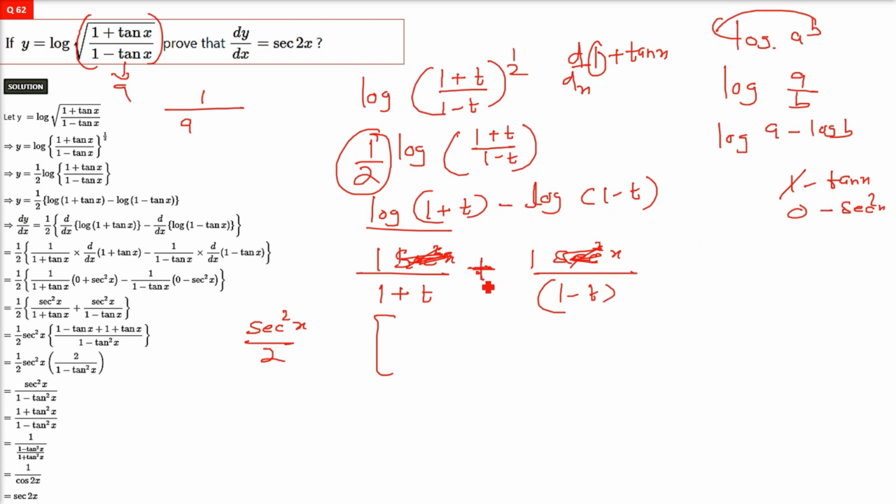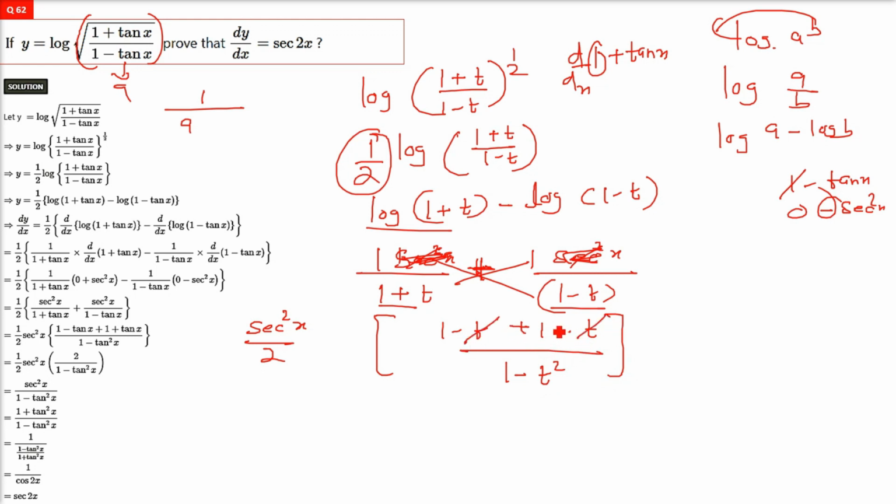Okay. So minus minus became plus. So we have 1 by 1 plus t plus 1 by 1 minus t, and sec square x by 2 we already taken common. So let us take the LCM. 1 plus 1 minus t goes here, 1 plus t goes here, and 1 plus t into 1 minus t in the denominator. So 1 plus t into 1 minus t is 1 square minus t square. So 1 minus t square.